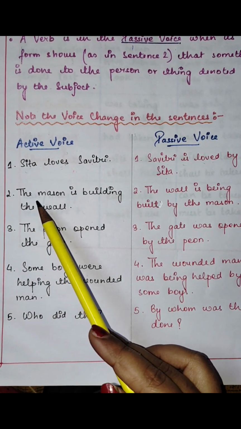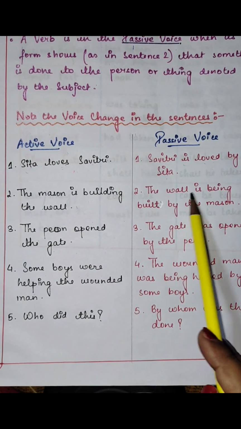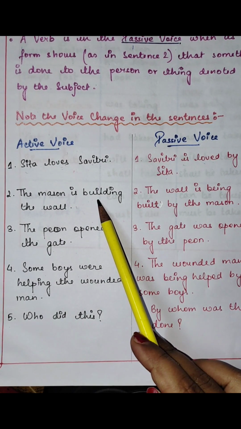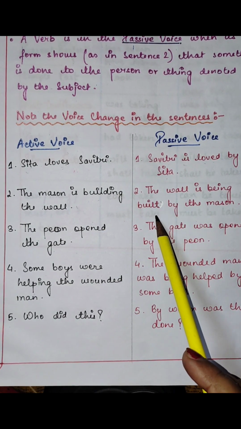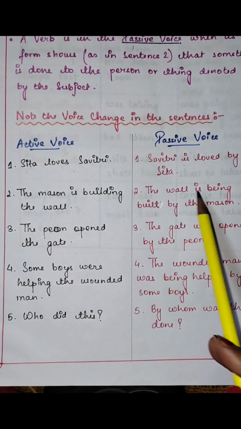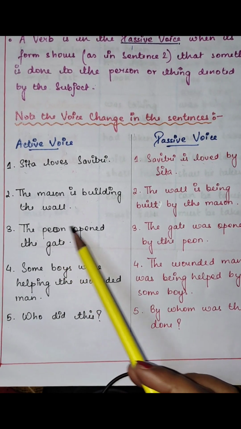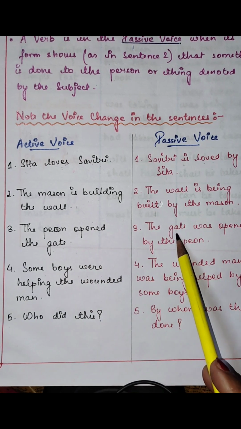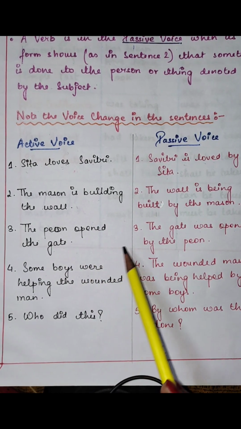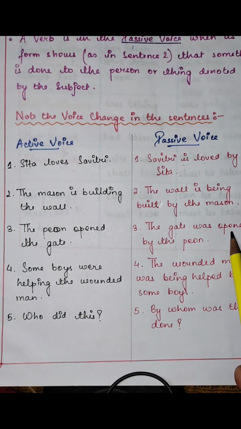Next one, the mason is building the wall. Passive voice, the wall is being built by the mason. Building has been changed to built. Okay, and again there is an exchange of subject and the object. Next, third one, the peon opened the gate. The gate was opened by the peon. Okay, so opened has changed into was opened.